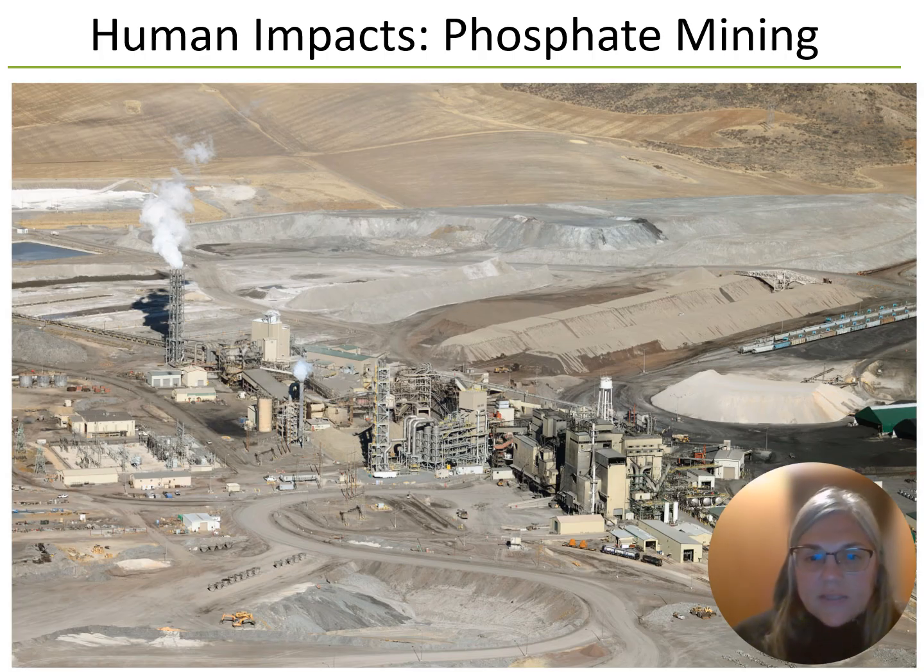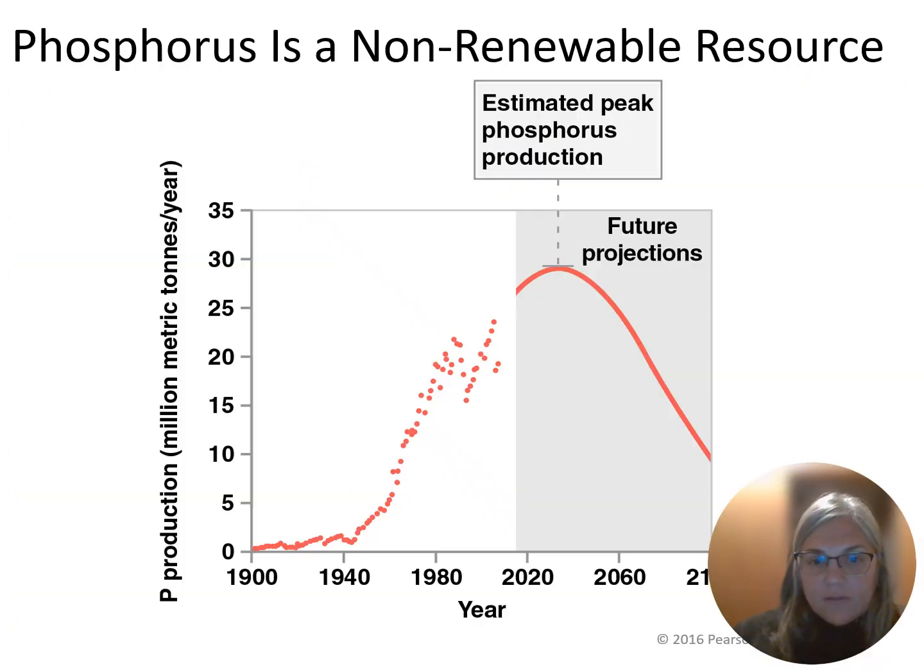So what are the impacts of this? If you have ever used synthetic fertilizer on grass or your lawn, or you've seen people use it, when you go to buy synthetic fertilizer, the main components are nitrogen and phosphorus. The nitrogen is made through that Haber-Bosch process, but the phosphorus in that synthetic fertilizer comes from mining. And again, we only have a finite, a limited amount of phosphorus. So phosphate is mined to make synthetic fertilizer.